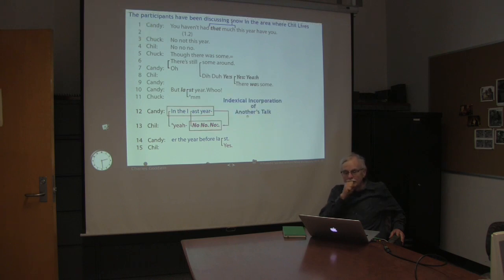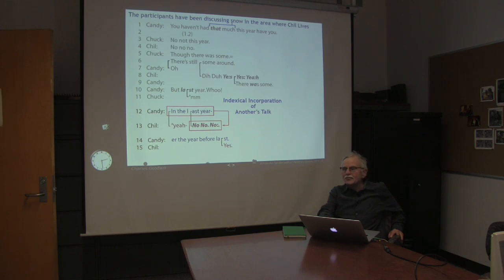Okay, so what does his no do? He isn't saying no, no, no, just in isolation. He's saying no, not last year. As we saw with the kids, his no is performing operations on what Candy said, and it's accumulatively incorporating into his talk the rich structure that was created by Candy. So with only a single word, said three times, he's able to make a complicated statement.